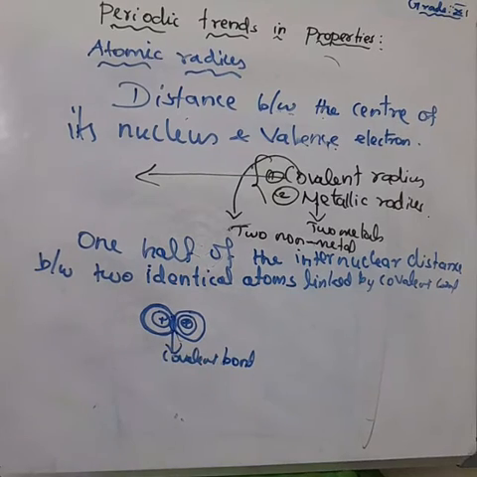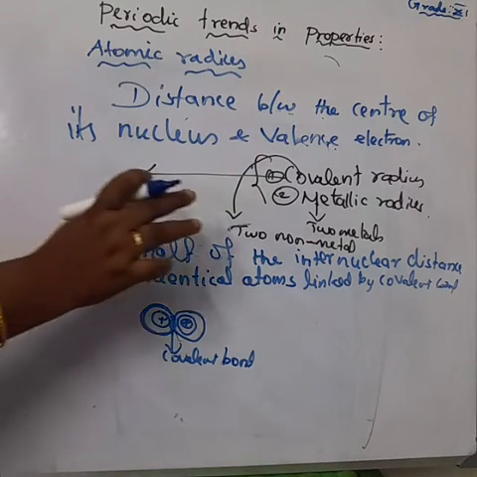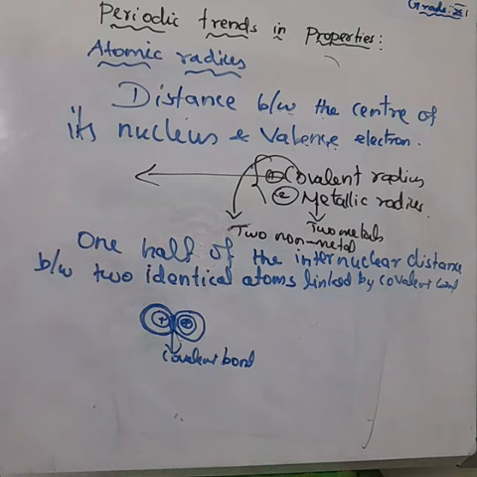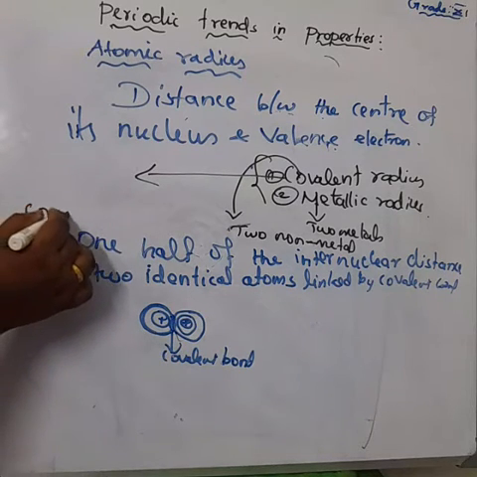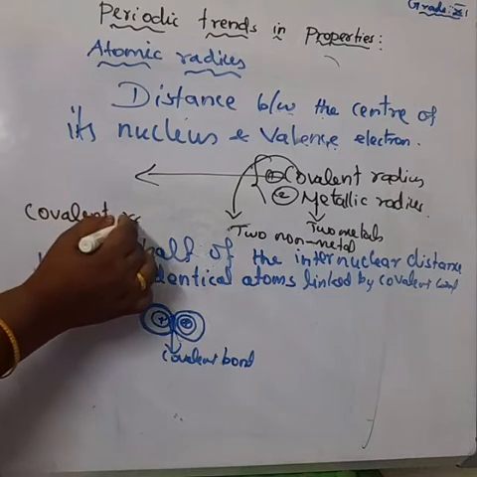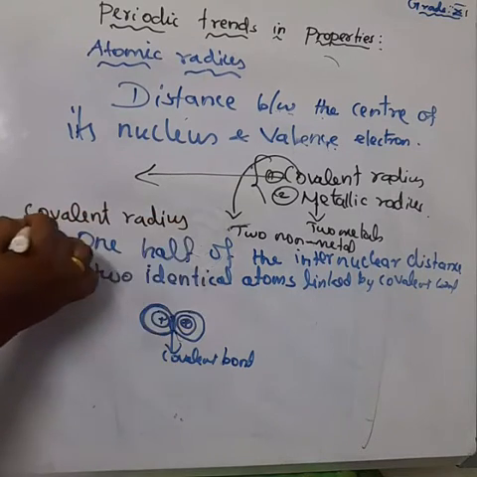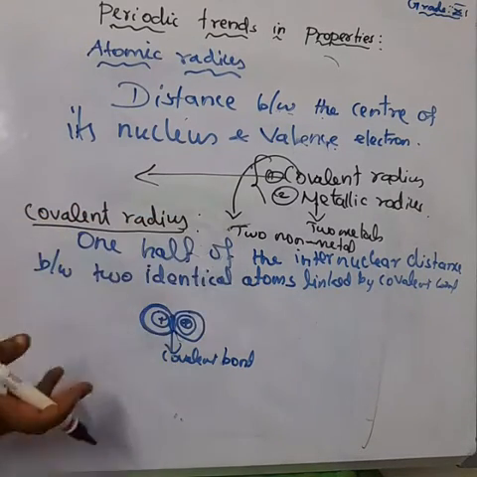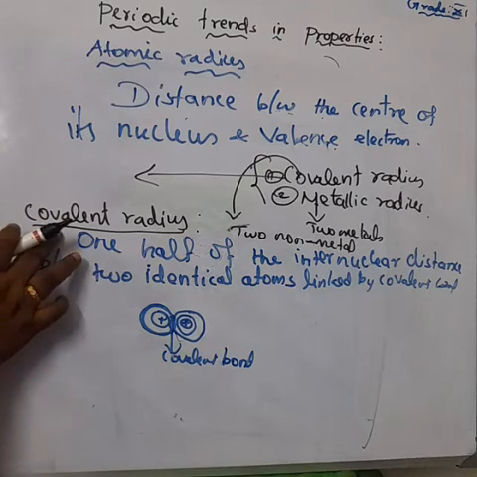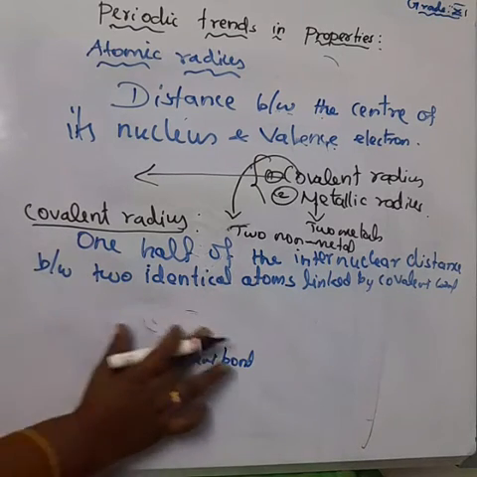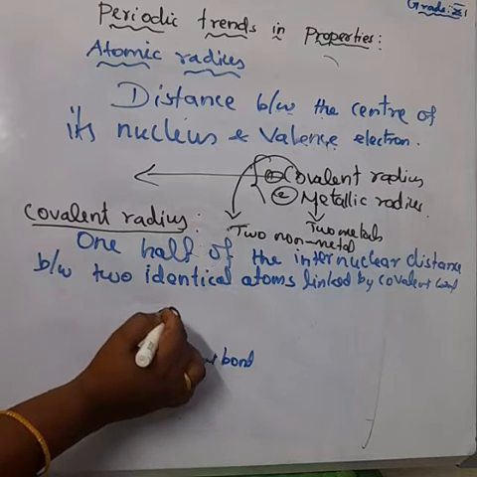What do you mean by covalent radius? We cannot measure the atomic radius of an isolated atom. So we can measure the covalent radius or the metallic radius. Here, how can we measure the covalent radius of two chlorine atoms? That is one half of the internuclear distance.